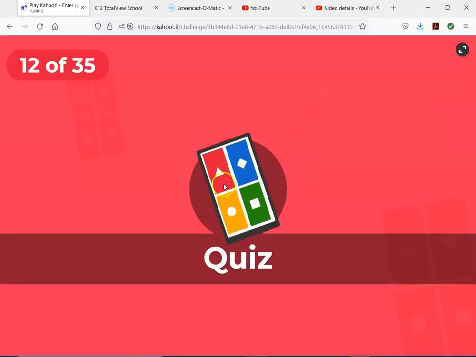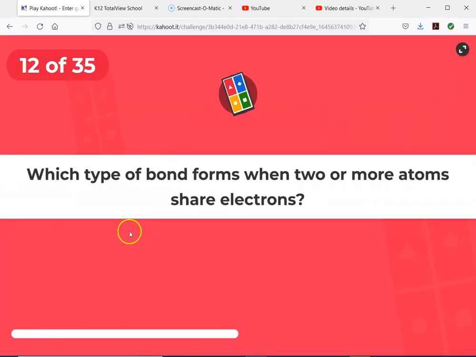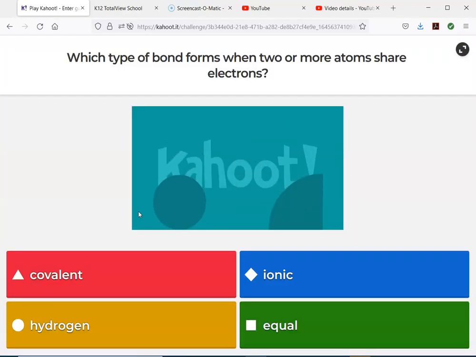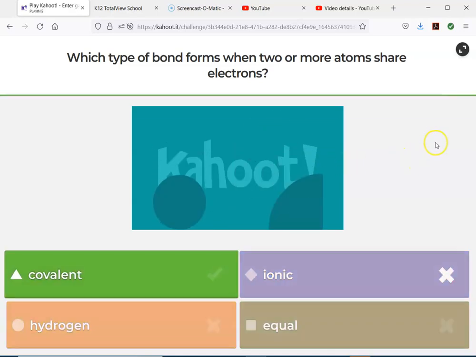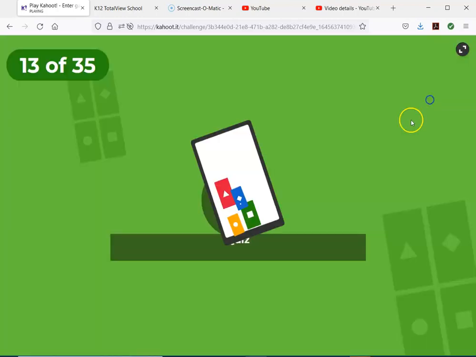All right, 12. Which type of bond forms when two or more atoms share electrons? I think we've already covered that. Sharing of electrons is going to be covalent. Remember, hydrogen is an attraction between atoms in different molecules. Ionic is an attraction between atoms in the same crystal lattice, metal and nonmetal. And equal is just a random word. So covalent bonds is sharing of electrons.